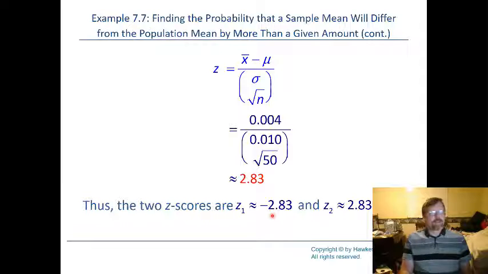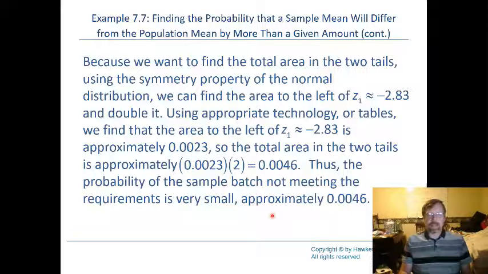Right? We're after the tails on either side, so I can find it just on one side and multiply that by 2. If I look up that negative 2.83 in the table, I get 0.0023. I multiply that by 2, I get 0.0046. So the probability of our sample batch not meeting requirements is very small.